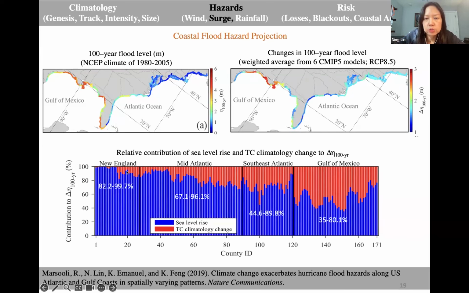So at high latitudes, sea level rise is the dominant factor in terms of the change of the flood hazards. But when we go to lower latitudes, especially the Gulf of Mexico, the storm climatology change can actually be comparable to sea level rise. So many studies of climate change effects on coastal flooding focus on sea level rise, but we want to show that we have to consider both, especially for low latitude regions.